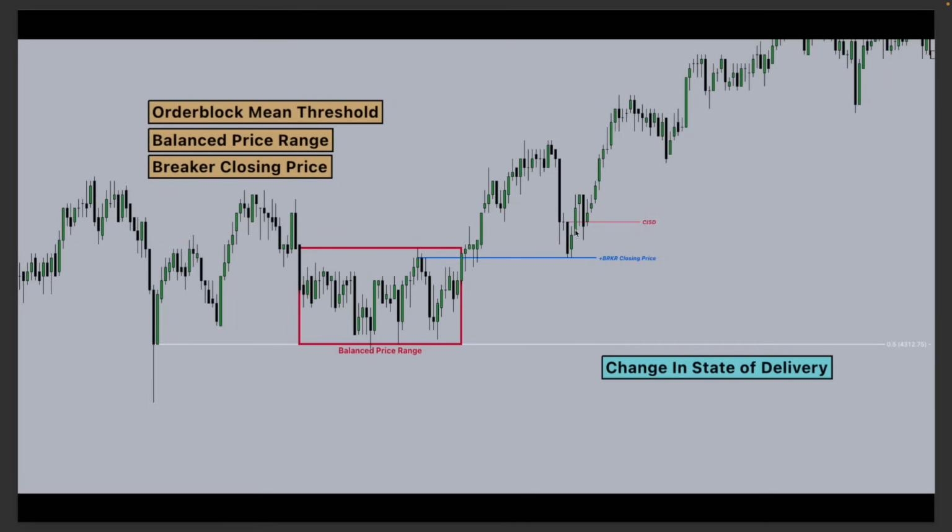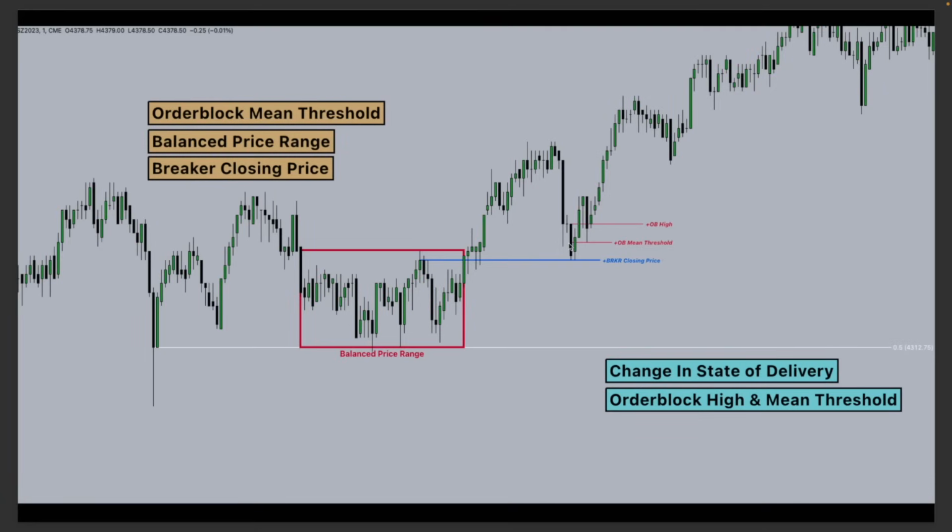Okay, so we internalize that. What do we look for after the change in state of delivery? We look for the order block high and the order block mean threshold to see if they support price.